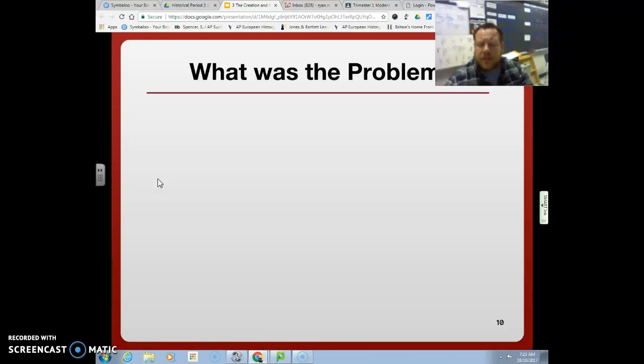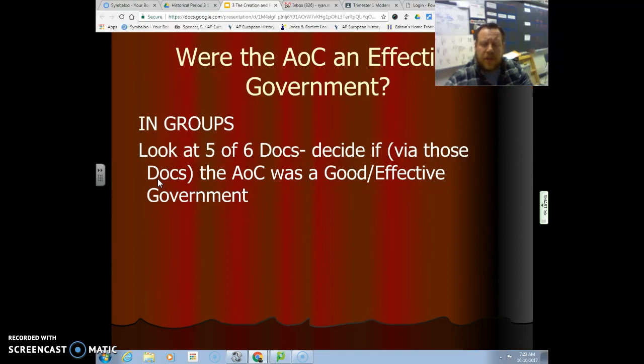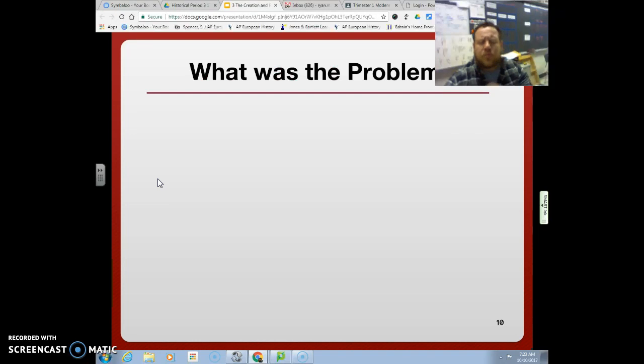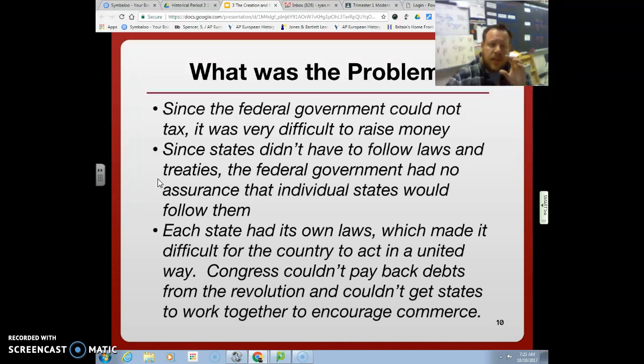In class, we'll do some documents and try to figure out the good and effective things about this document. We'll do that in class. But there were some problems with this document, and a lot of times this document is seen in history as a big problem. And so the problems that the government was having is that since the federal government couldn't raise money, and since states didn't have to follow laws, it was a big problem.